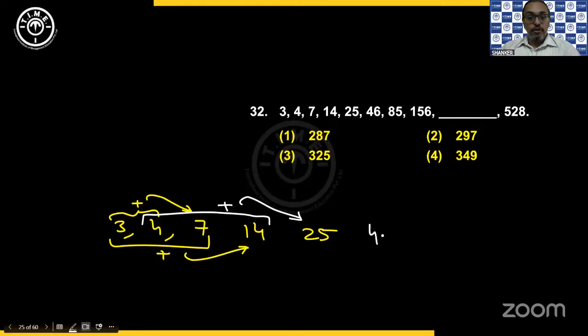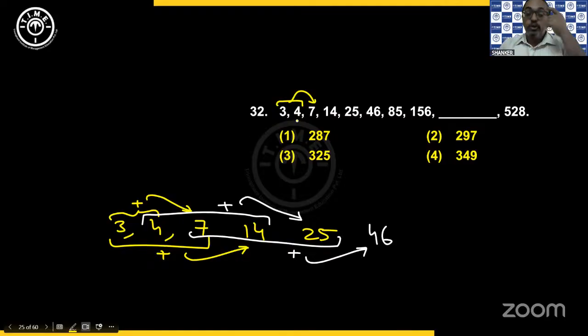Then next you are getting 46. How? By adding 7, 14, 25. Gives you 46. Are you understanding the point? Initially, the first two numbers were added to get the third number. Then from the fourth number onwards, the previous three numbers are being added to get the next number. Are you following the point? Okay. So like that, you add the previous three numbers, then you are going to get your next number.